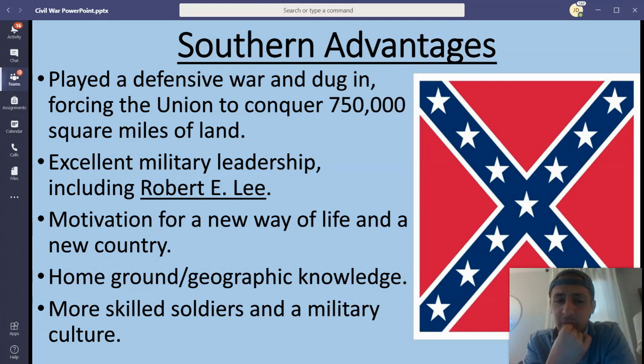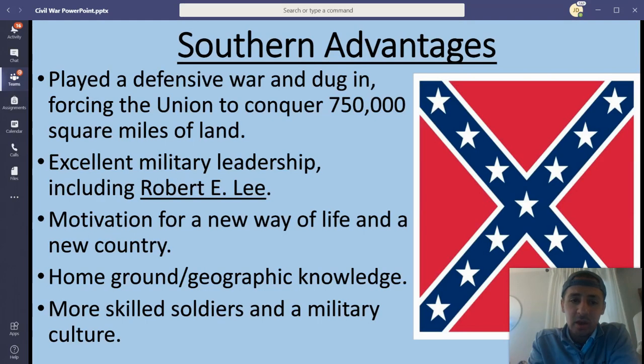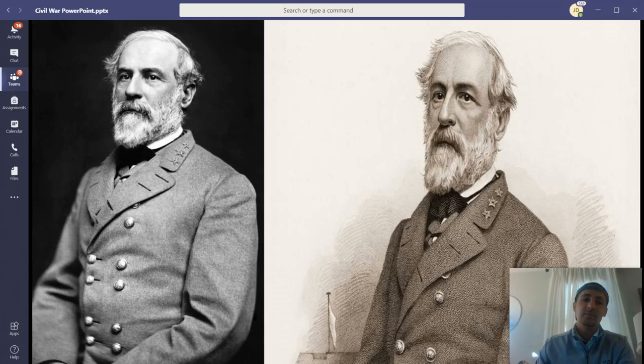Okay, so think to yourself, going into this war without taking into account what you already know about the future coming up, who do you think has the advantage? The North with their population, with the industry, with railroads, with their navy and their already established government, or the South with their defensive strategy, their great leadership militarily, their motivation, the home geographic advantage, and those skilled soldiers in a military culture.